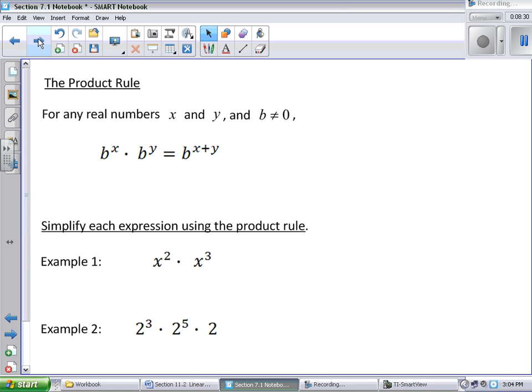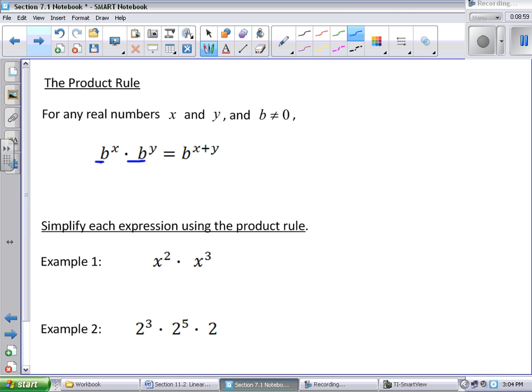The product rule says for any real numbers x and y and b not equal to 0, b raised to the x power times b raised to the y power equals b to the x plus y. So multiplication and addition sort of go together here. The important thing is that you have to have the same base on your exponential expressions. So let's look at some examples.